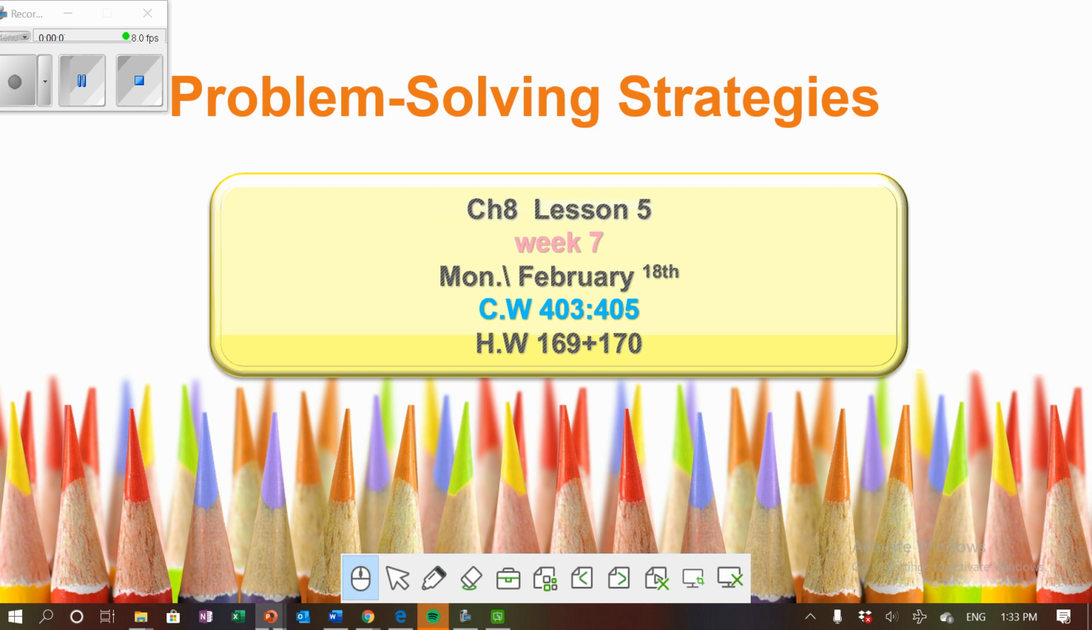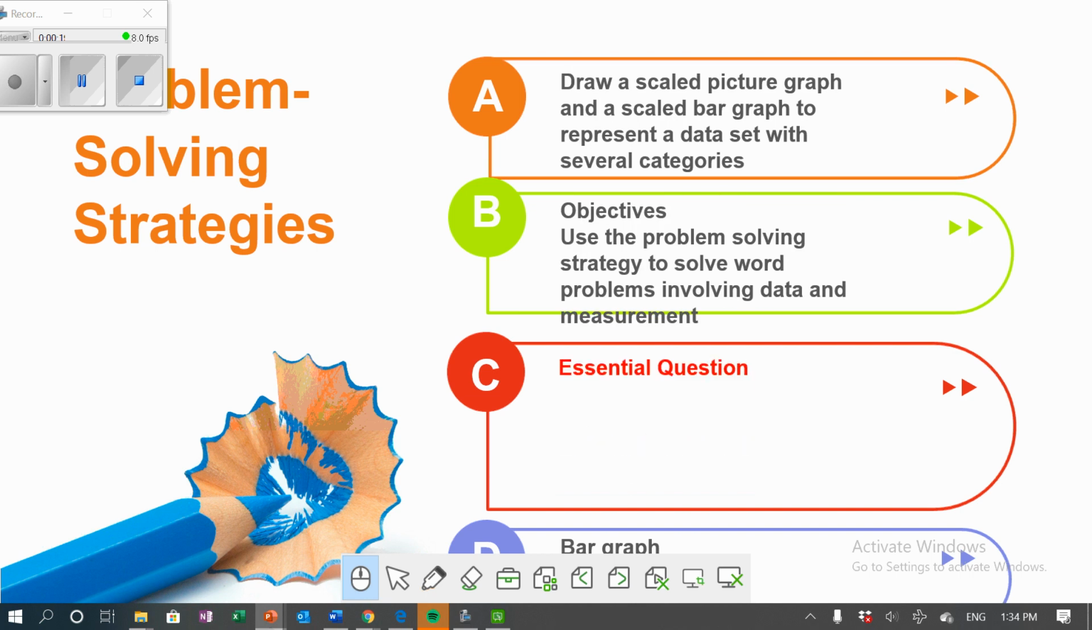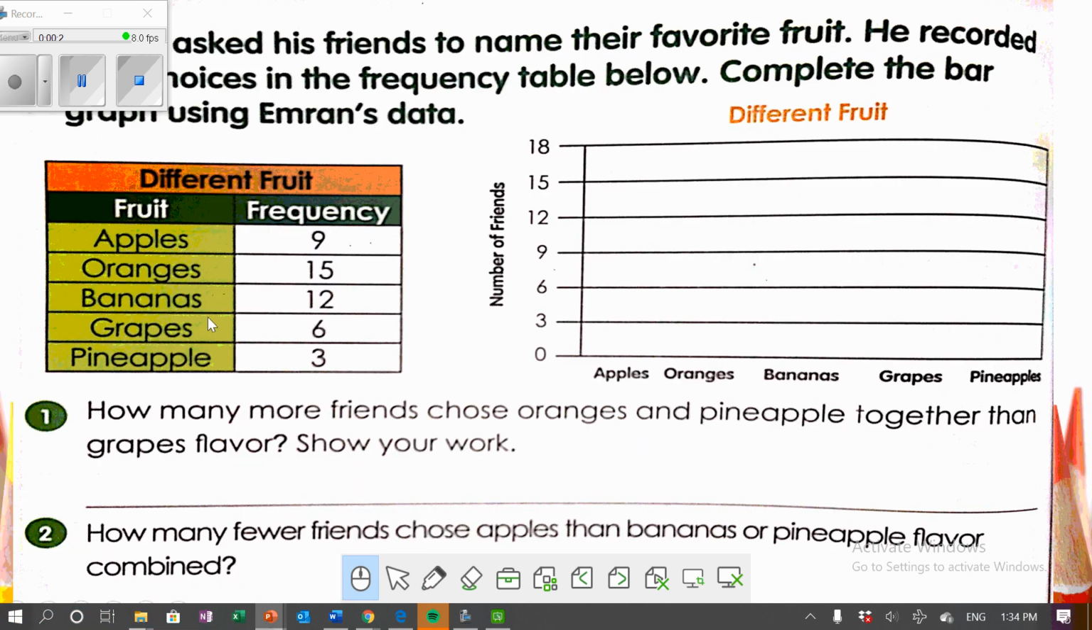Okay, good evening everyone. Today we will continue the last lesson in chapter 8, problem solving strategies for representing data. Let's go to the problem solving. The first problem solving.